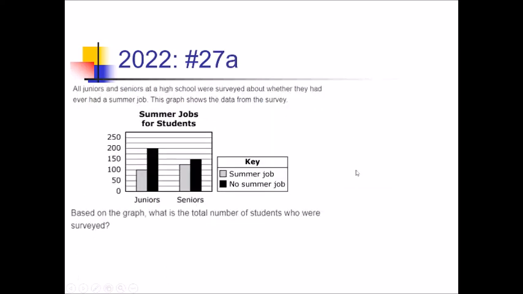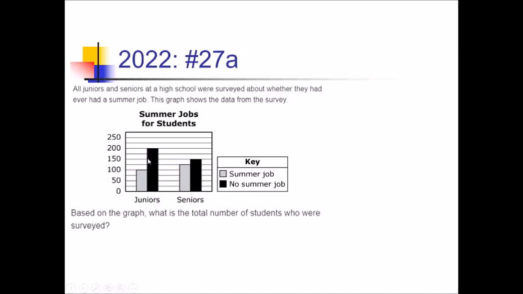For the next few problems, we're going to use this chart here, this histogram. We have juniors and seniors at a high school being surveyed about whether they ever had a summer job. Here's the breakdown. So based on the graph, this is part A, we want the total number of students who were surveyed. Well, each of these bars here represents a different group of students. We have the juniors who had a summer job and didn't, and the seniors who had a summer job and didn't.